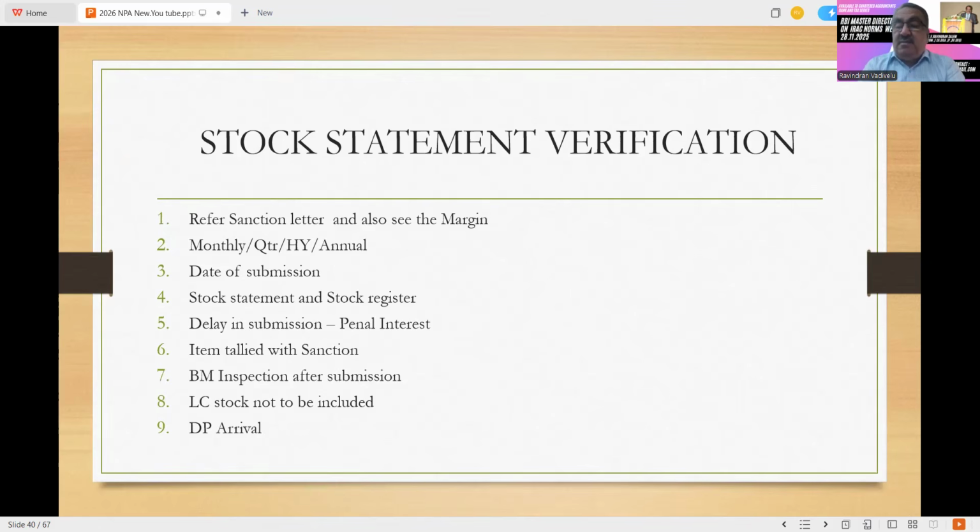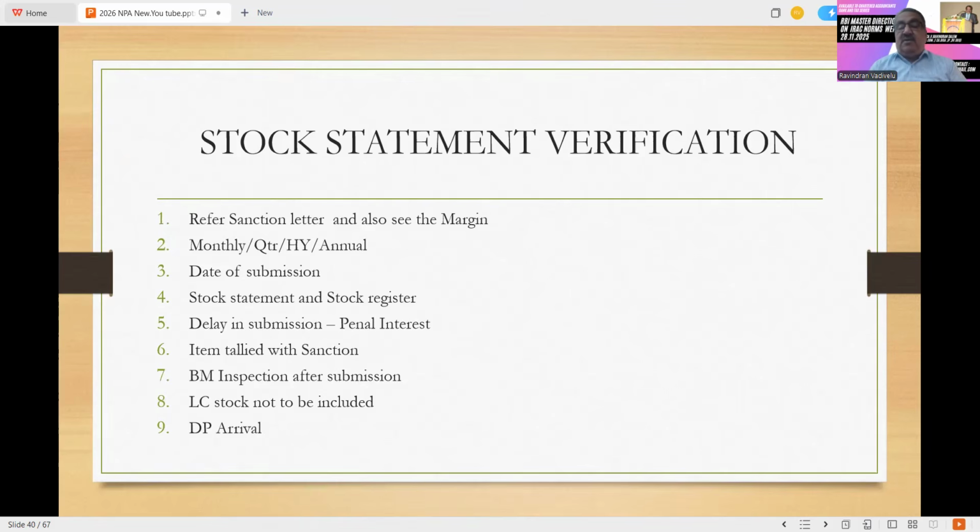And the party has to submit the stock statement to the bank, and the bank has to prepare a stock register based on the stock statement submitted by the borrower, and delay in submission of the stock statement will attract penal interest, and items must be tallied with the sanction. That is, if the loan is sanctioned for the purpose of furniture, all the stock should be related to the furniture manufacturing business, and sometimes the borrower may include the other business, say provision stores items, stocks will be included in the stock. So those stocks you have to exclude.